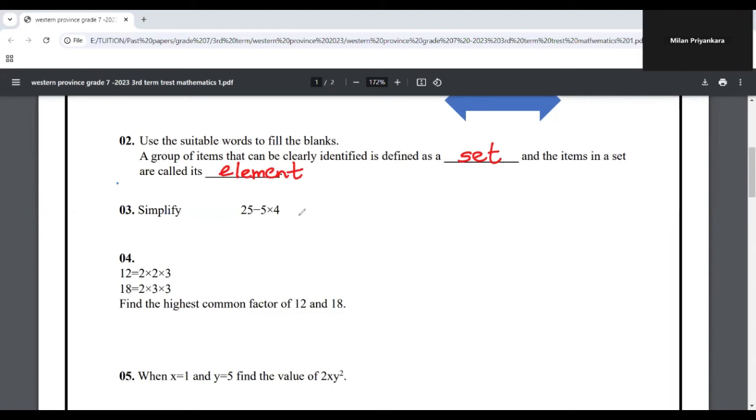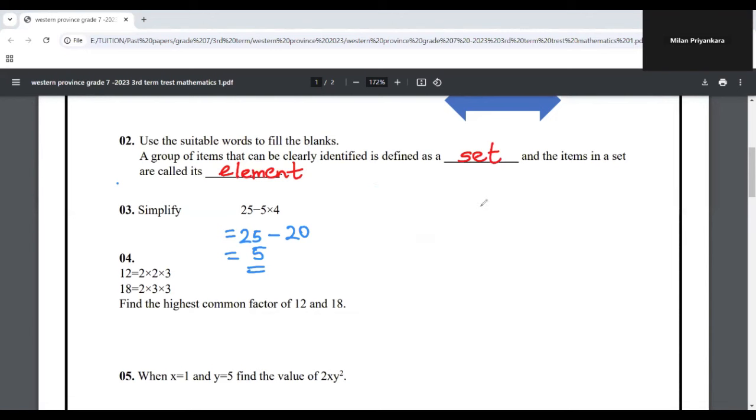Here you have to do some simplification. If someone subtracts 5 from 25, then it is completely wrong. You see, first you have to take 25 and then simplify 5 into 4, which is equal to 20, and then the answer is 5. And I have a method that I teach in my classes to make my students understand this better.